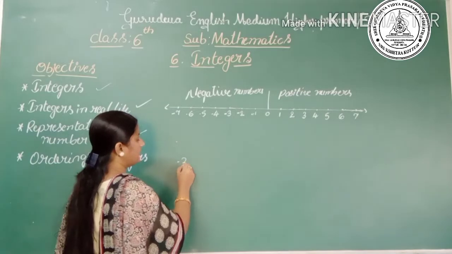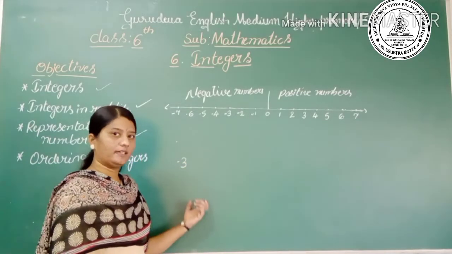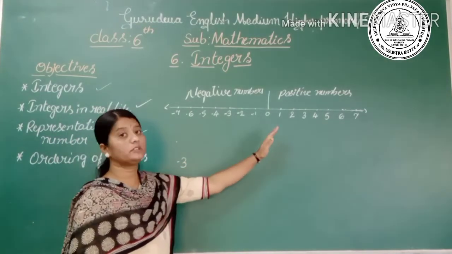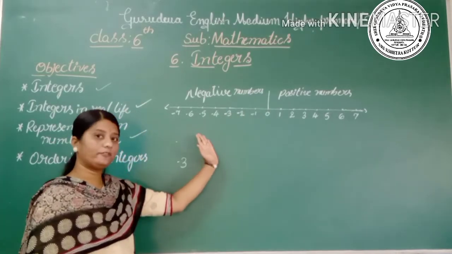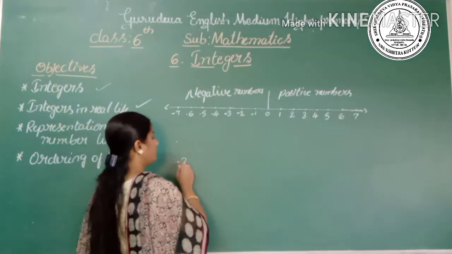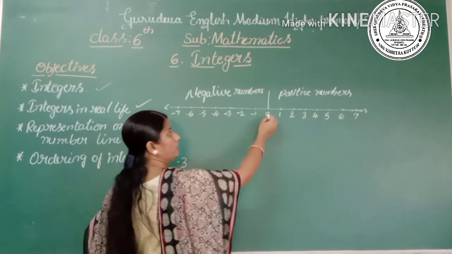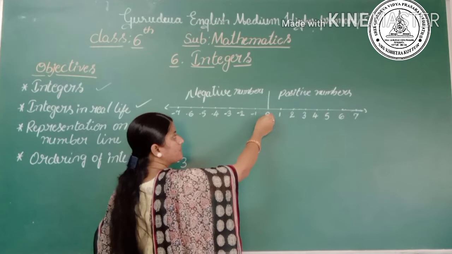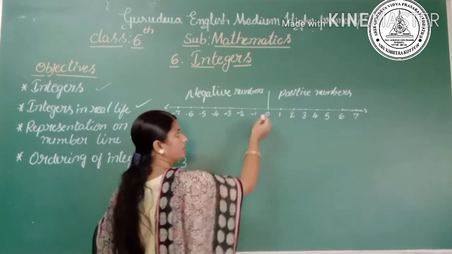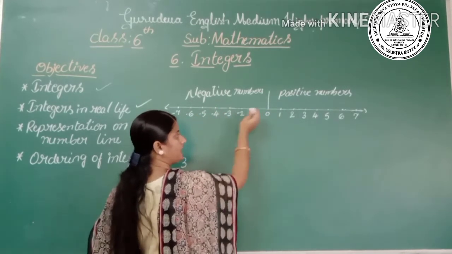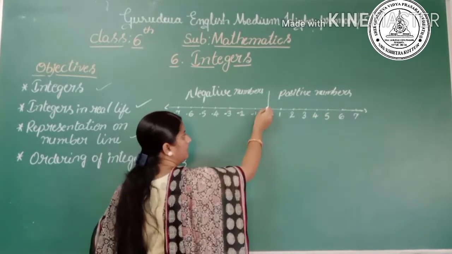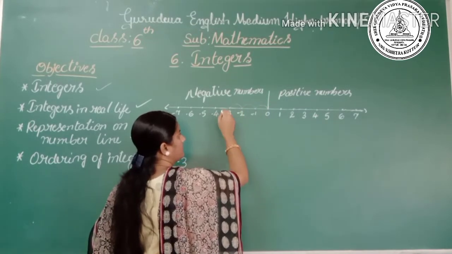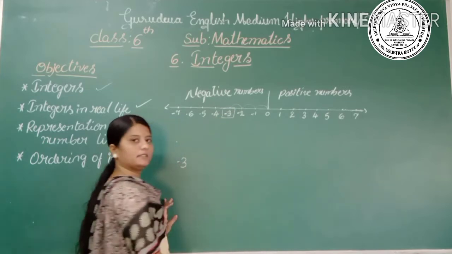Here minus 3. So minus 3 means it is a negative number, and we move 3 steps to the left of the 0. So to mark the minus 3, we move 3 steps to the left of the 0. So here there is a 0. In the left side we have to move 3 steps. Here 1, 2, 3. Here there is a minus 3.